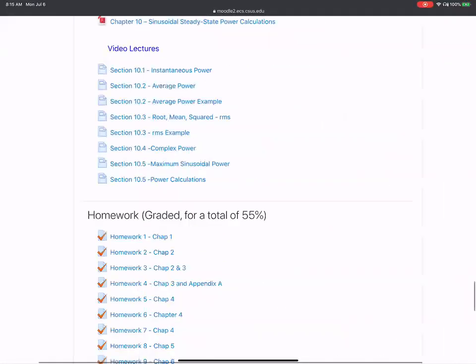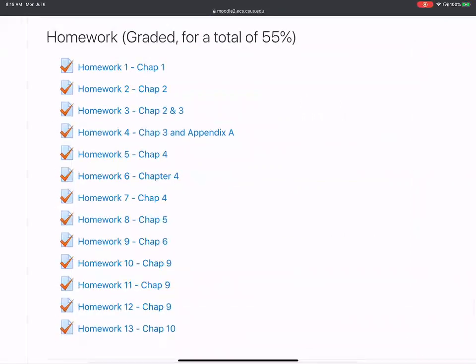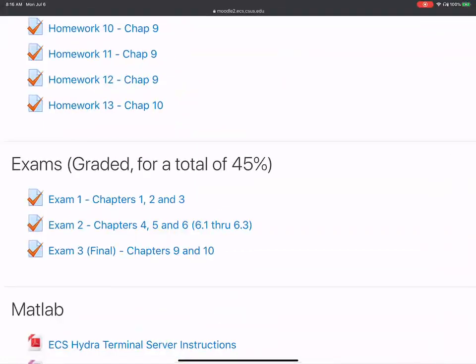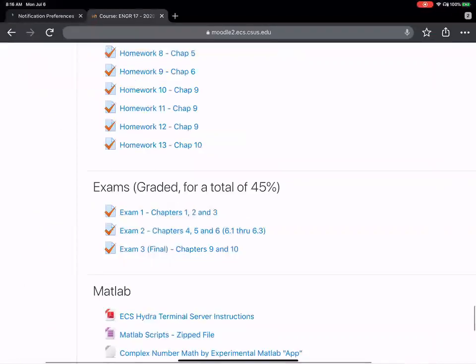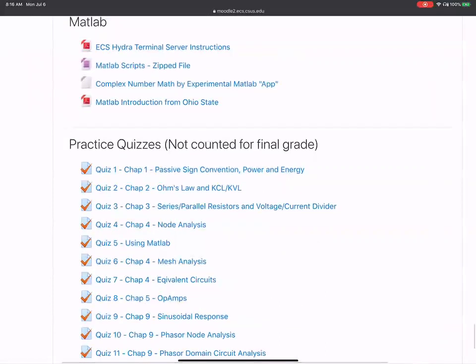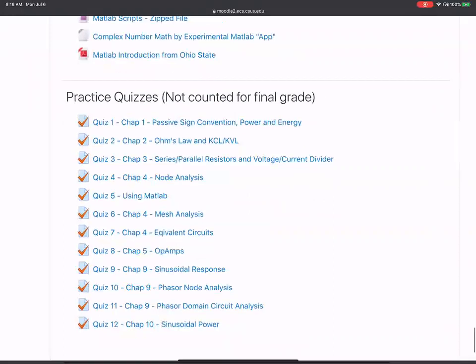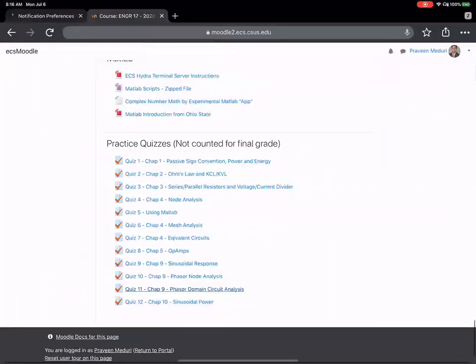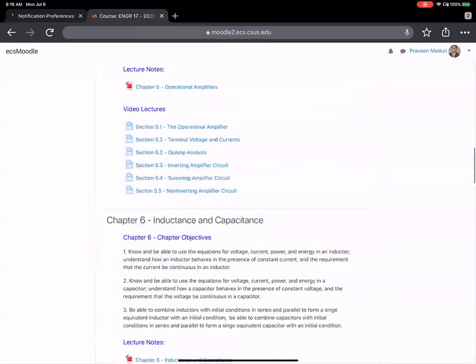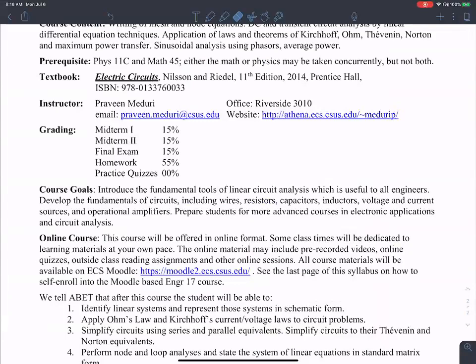If you scroll all the way down, along the lower third of the page, there are going to be homeworks available to you. Right below the homeworks are the exams. The exams may not be available yet, but they are there for when it comes time to take them, okay? And there is some additional material. Practice quizzes that are not counted towards your grade are available all the way at the bottom, okay? So that's the lay of the land for Moodle. That's where you can find the midterms, final exam, homework, and practice quizzes.